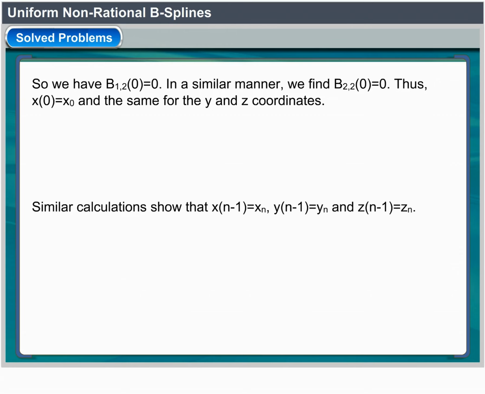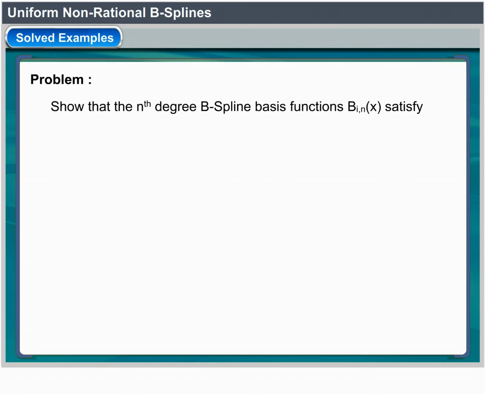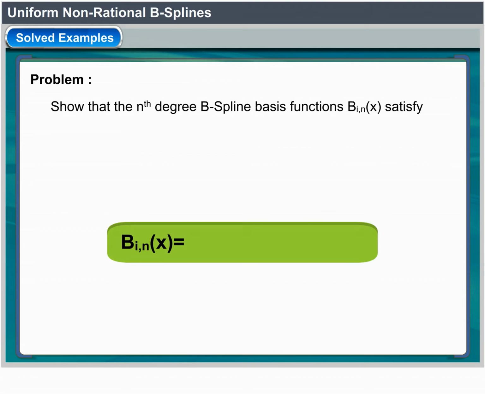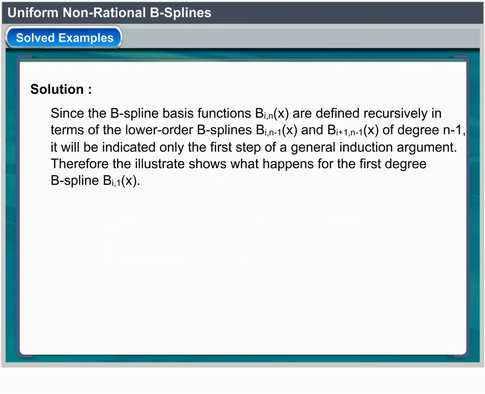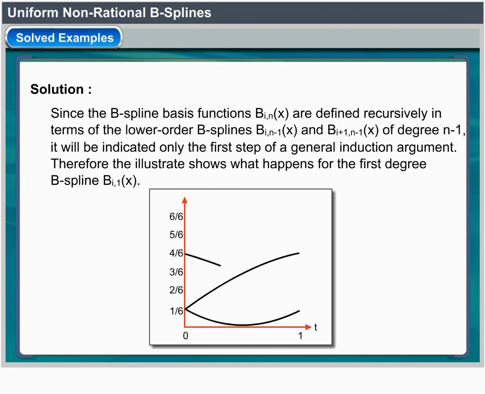Problem. Show that the nth degree B-spline basis functions b_{i,n}(x) satisfy b_{i,n}(x) equals 0 if x is less than t_i or x is greater than t_{i+n+1}. Solution. Since the B-spline basis functions b_{i,n}(x) are defined recursively in terms of the lower order B-splines b_{i,n-1}(x) and b_{i+1,n-1}(x) of degree n-1, we shall indicate only the first step of a general induction argument. Therefore, we illustrate what happens for the first degree B-spline b_{i,1}(x).